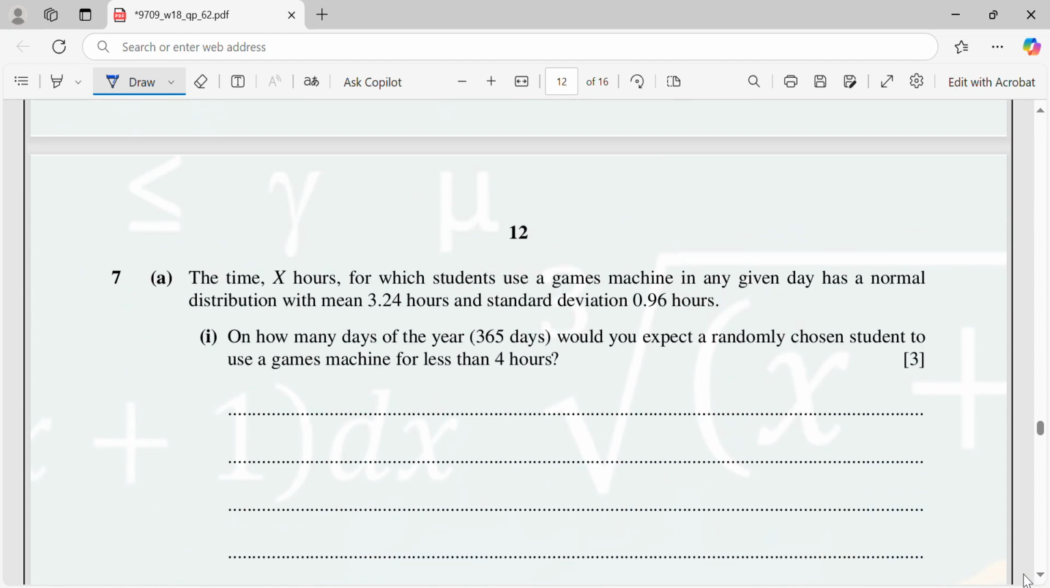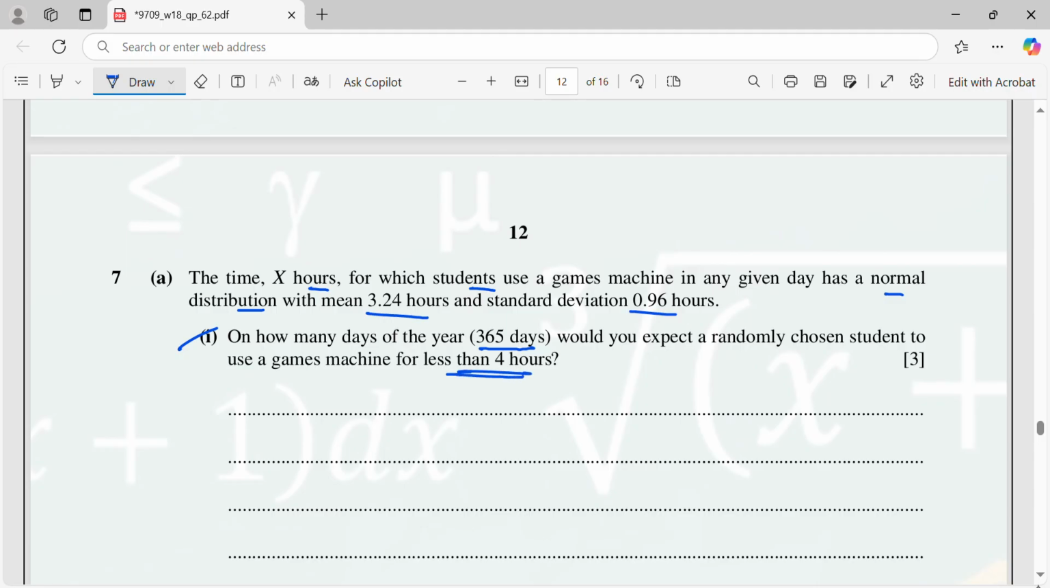Question number 7a. The time X hours for which students use a games machine in any given day has a normal distribution with mean 3.24 hours and standard deviation 0.96 hours. First part, on how many days of the year, which consists of 365 days a year, would you expect a randomly chosen student to use a game machine for less than 4 hours?